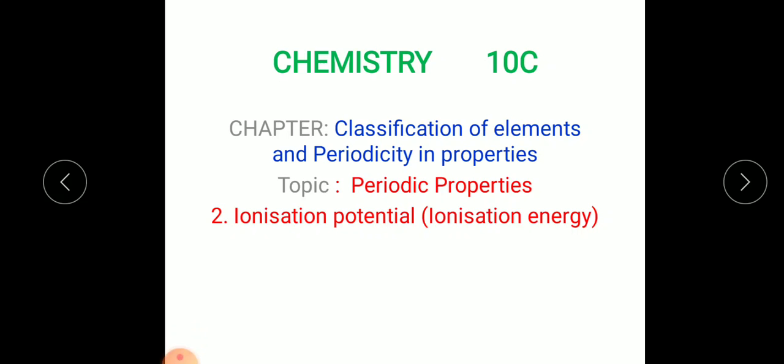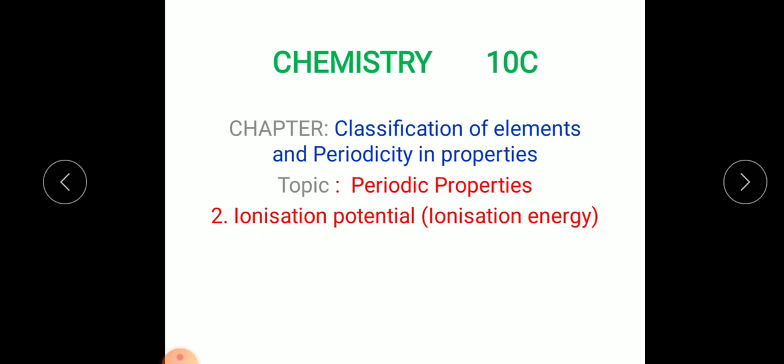In your previous class, we started the topic called periodicity or periodic properties of elements. The first periodic property that we discussed was atomic size. We came to know what is atomic size or atomic radius. After that, we saw its trend, that means how it differs when you go from top to bottom down a group, as well as when you move across a period from left to right.